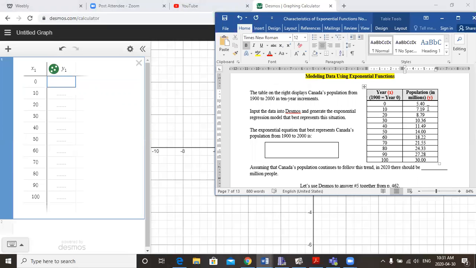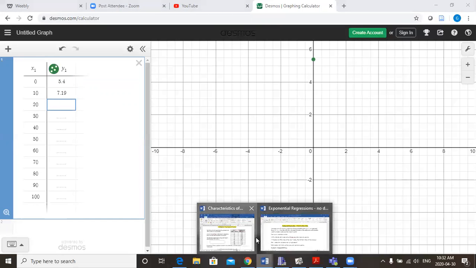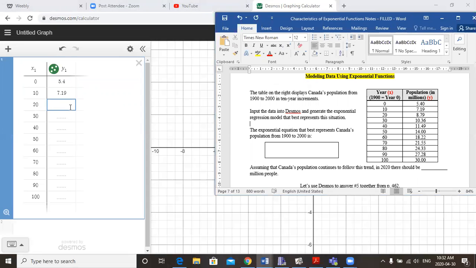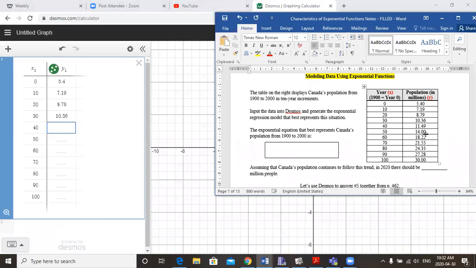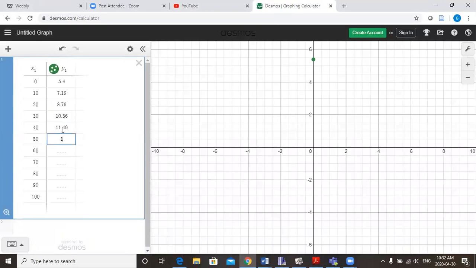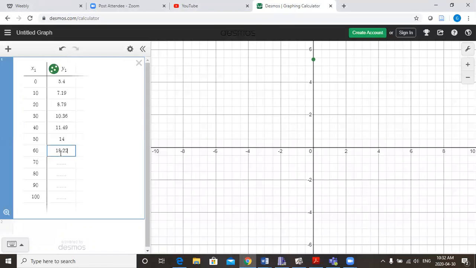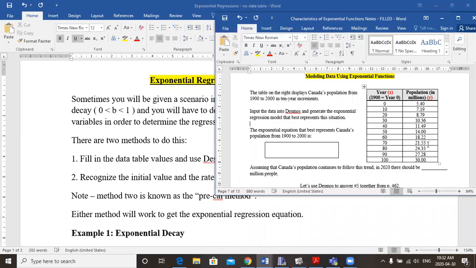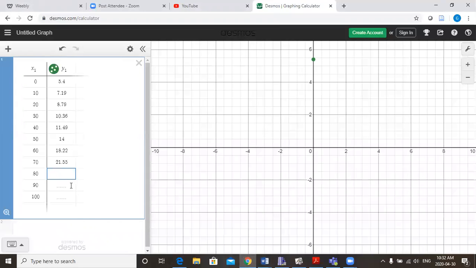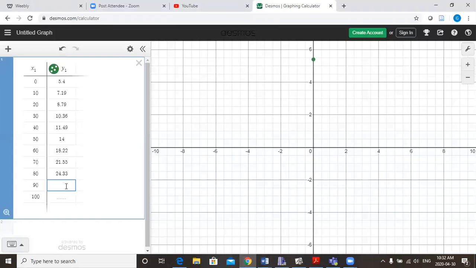So we have 5.4, 7.19, 8.79, 10.36, 11.49 and then 14, 18.22, 21.55, 24.33, and the last two data points, 27.28 and 30. Make sure you've typed in your data properly and check.